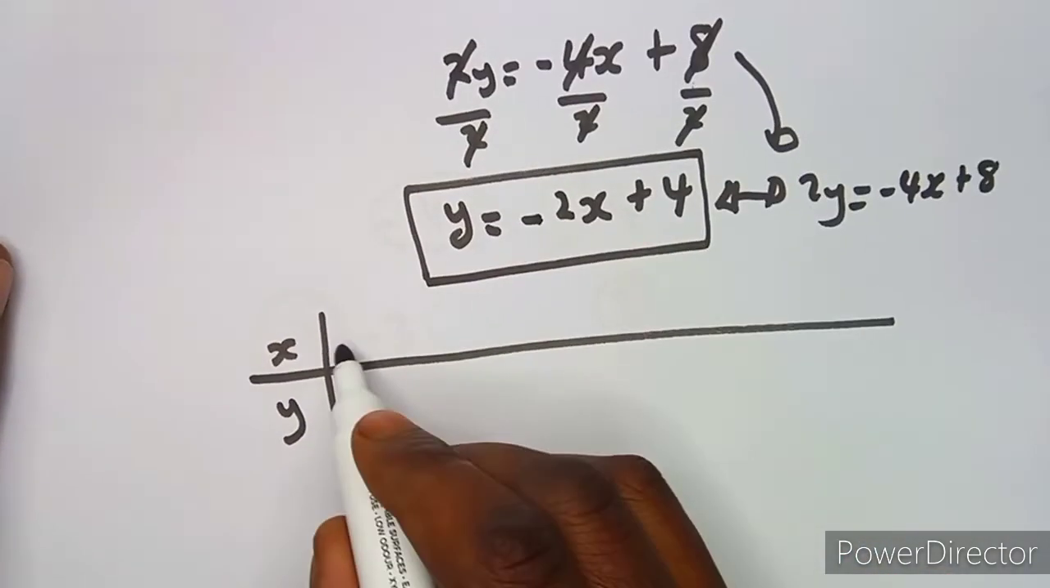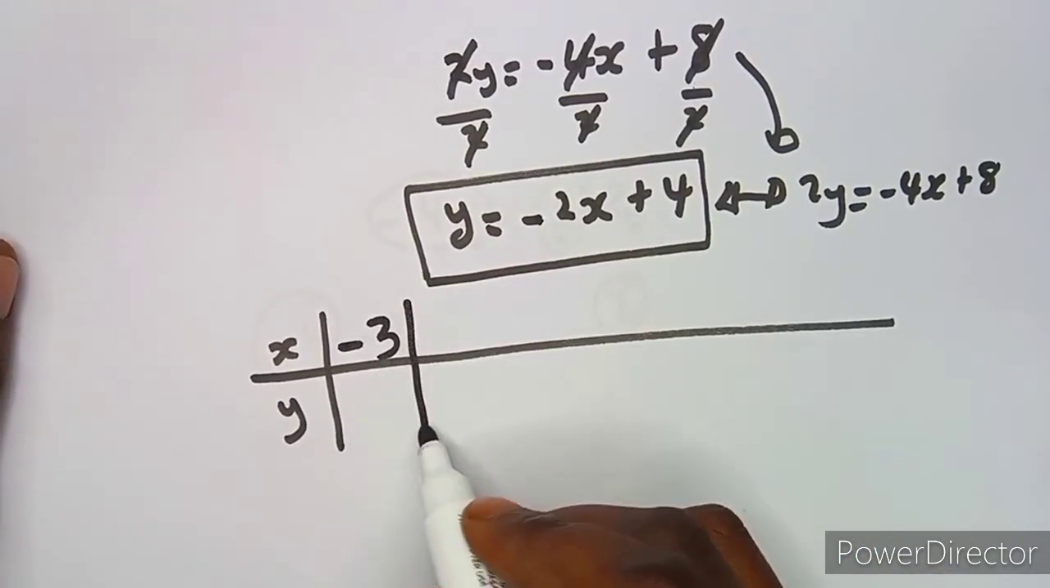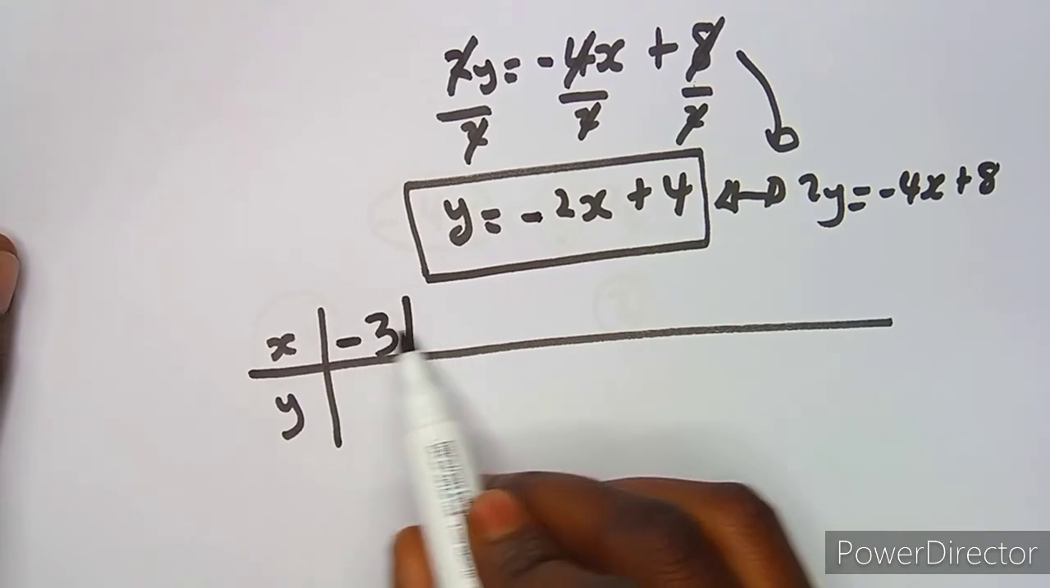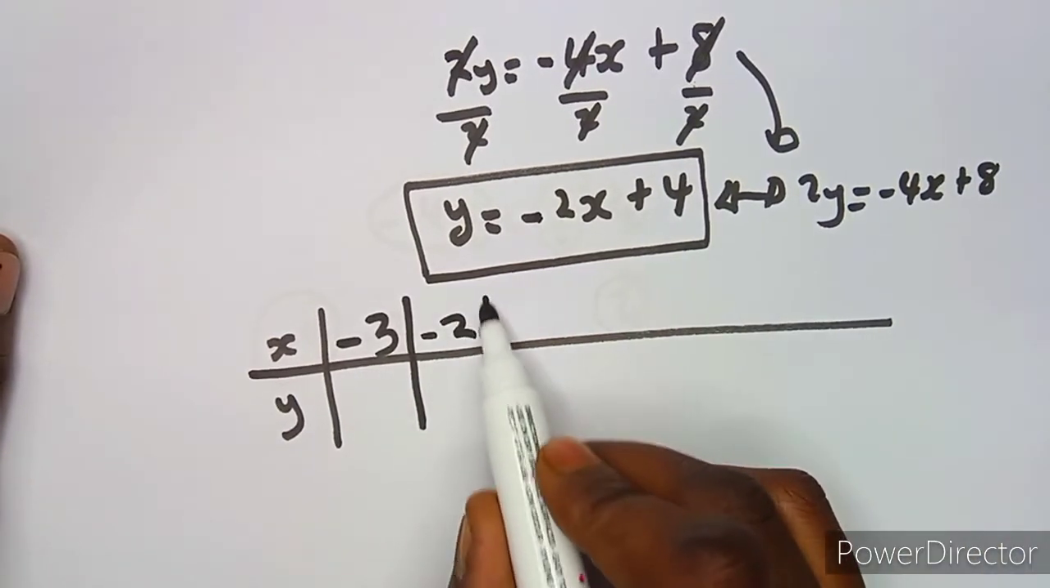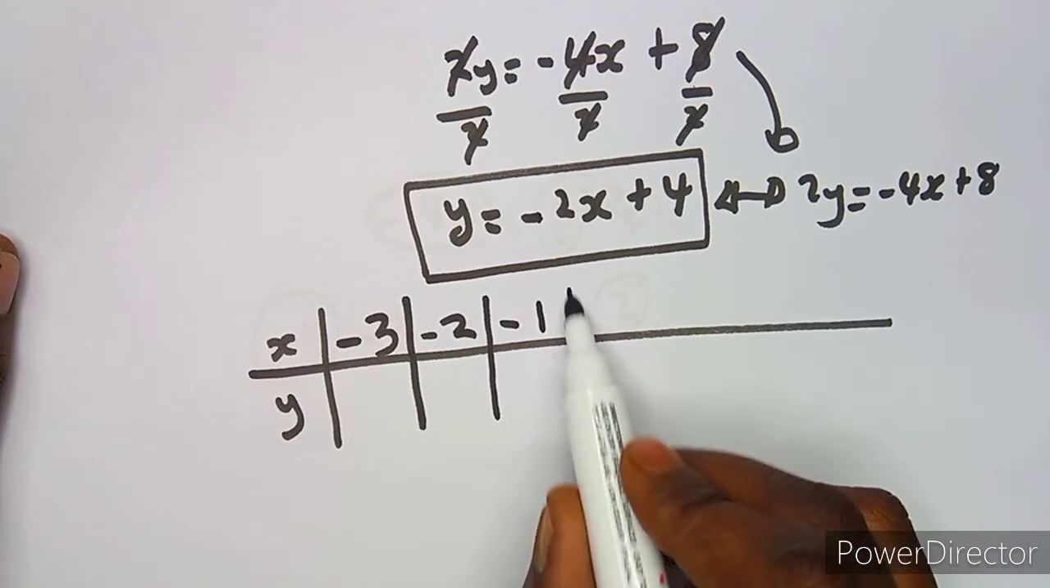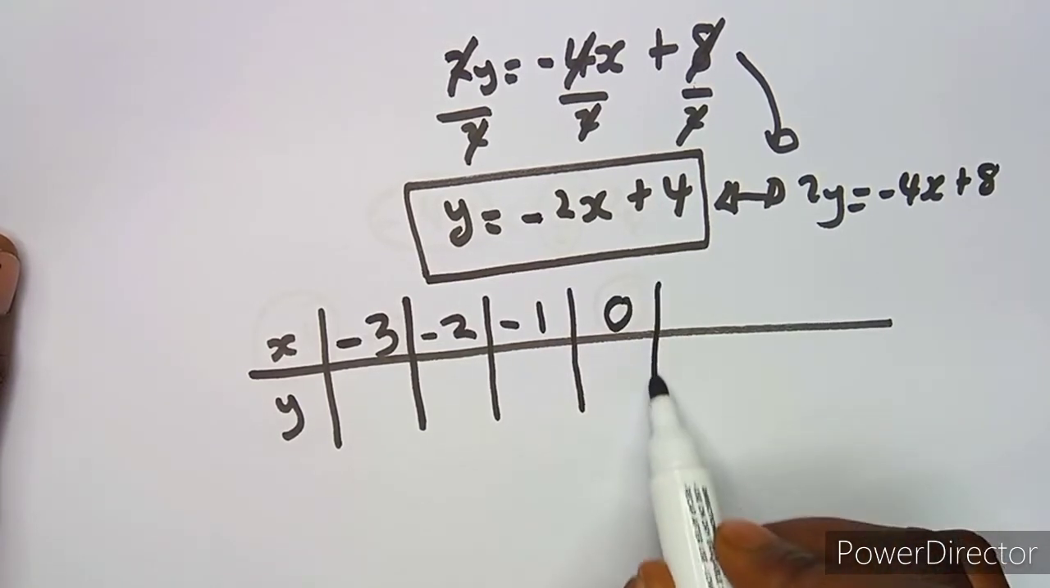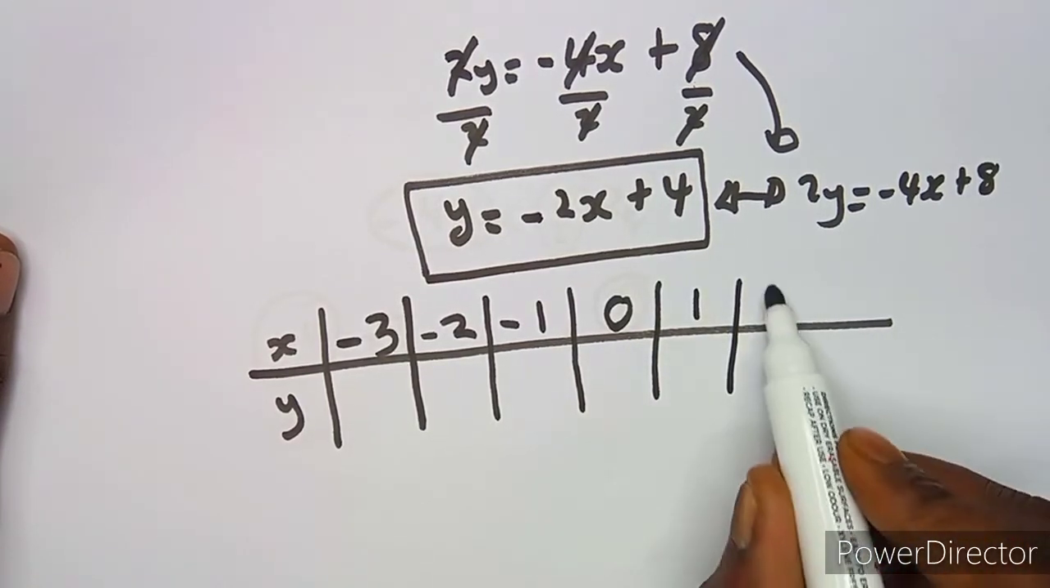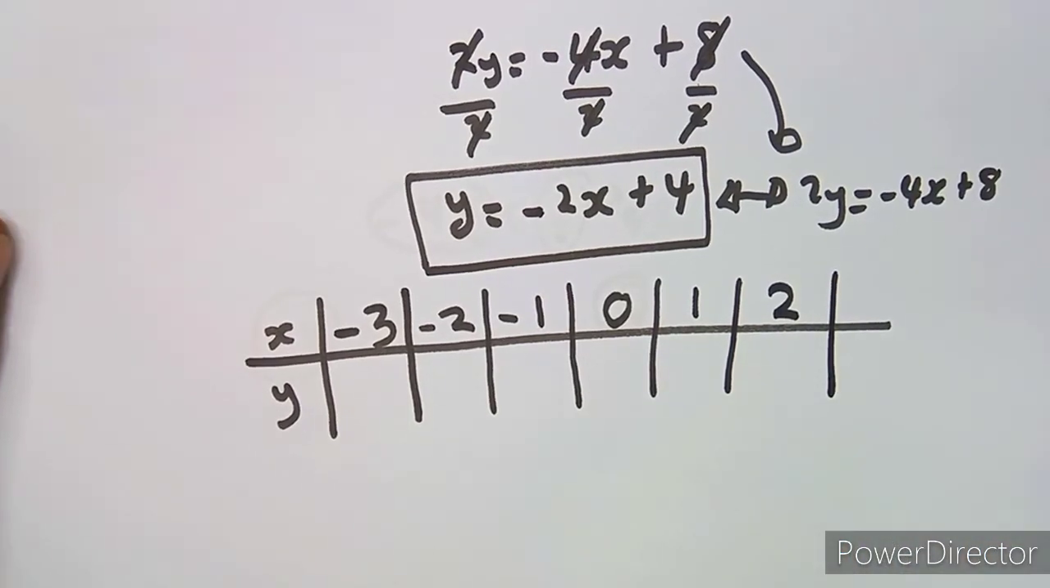So it's -3. Remember, we'll be going this way: -2, -1, we move on to 0, we move on to 1, up to 2. So these are the values that they want you to indicate and show on the graph paper, guys. So you must show all these values.